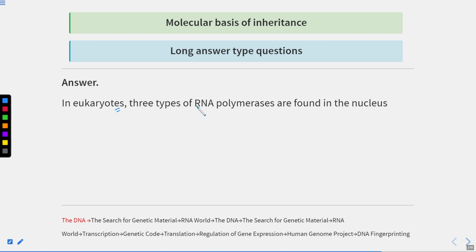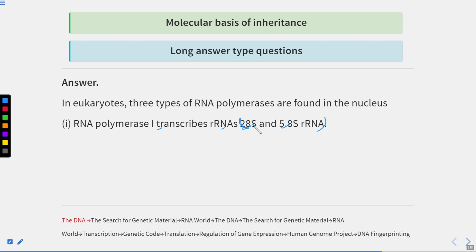Now in eukaryotes, 3 types of RNA polymerases are found. Let's first discuss this. 3 types of RNA polymerases are found in the nucleus. The first one is RNA polymerase 1, which transcribes ribosomal RNAs. Which kind of ribosomal RNA? 28S and 5.8S ribosomal RNA. So RNA polymerase 1 transcribes 28S and 5.8S ribosomal RNA.